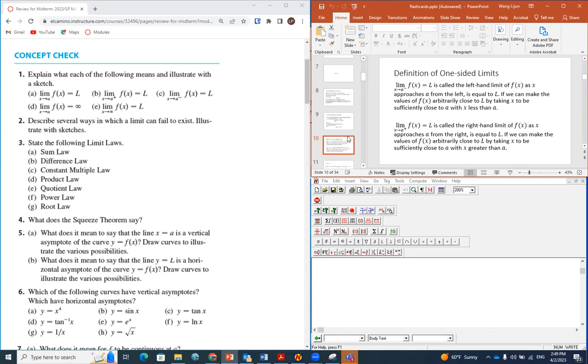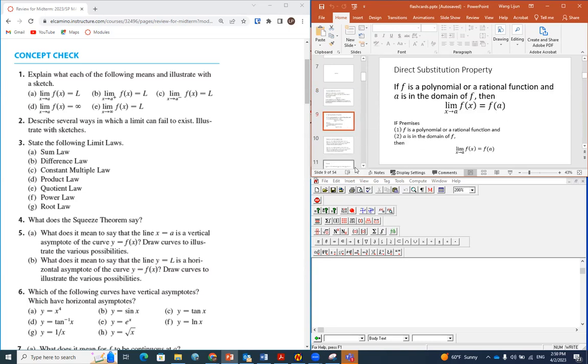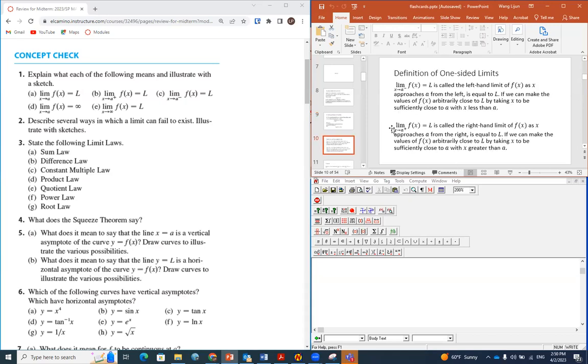So let's go over those flashcards. The first one, that's the definition right here, number 8. One-sided limit. The definition over here, in all 4 cases, including A, B, C, D, is saying that f is defined near a, but may not be at a, except possibly at a. So these wordings are all there.